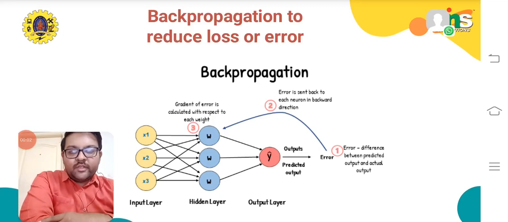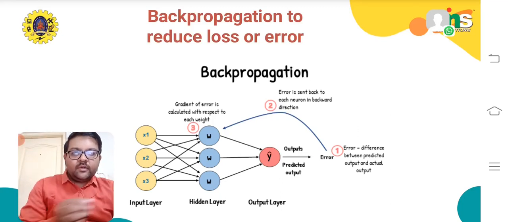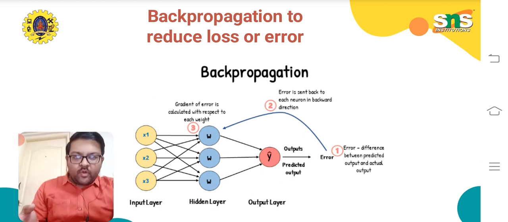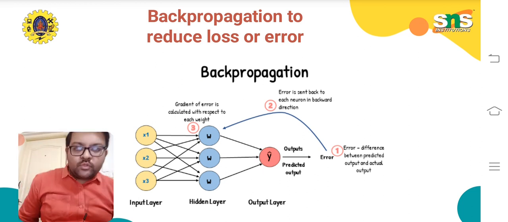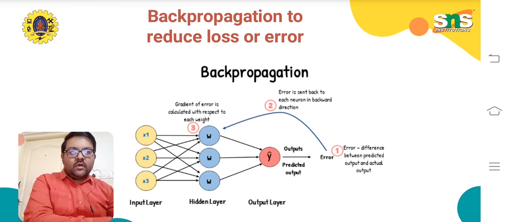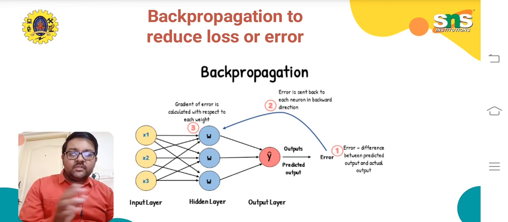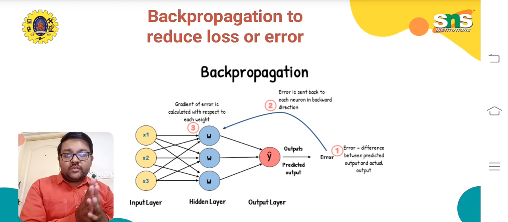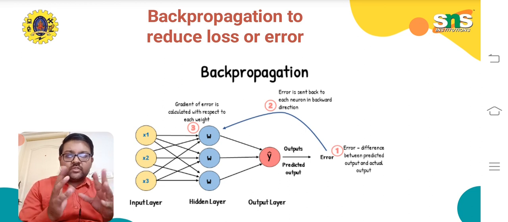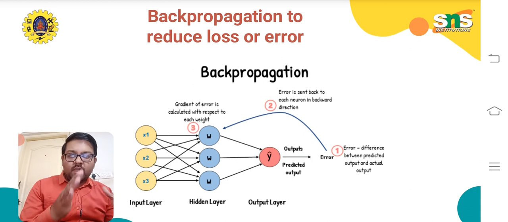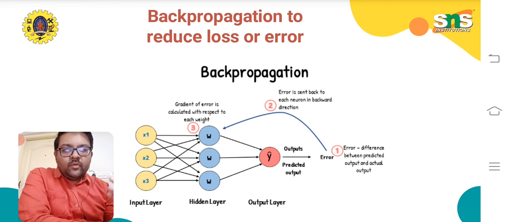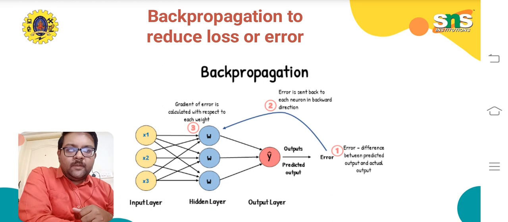Hi everyone, we are discussing the backpropagation technique. Backpropagation is used to reduce the loss or the error. In backpropagation, the difference between the actual output and the expected outcome is measured. That information is given back to the input layer and some adjustments are made in the weights so that the error reduces. In this diagram we can see again there is an input layer, hidden layer and the output layer.